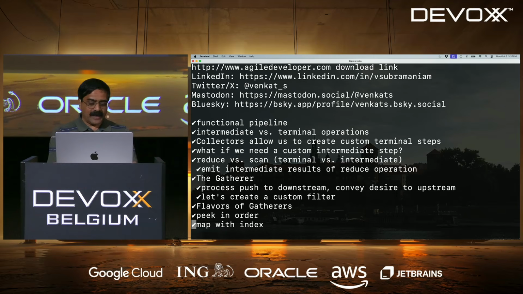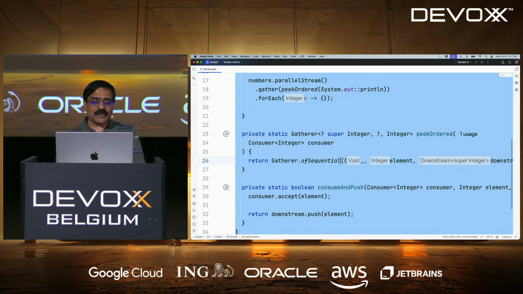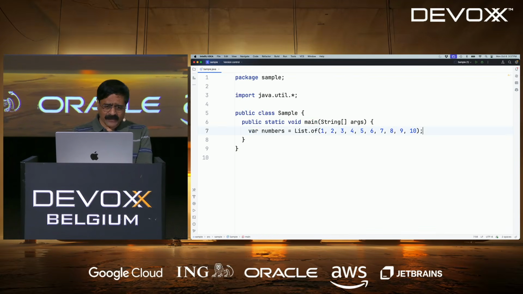So map with index. Now, as you can imagine, the map with index is really stateful. Why is it stateful? Because I got to keep incrementing the index as I'm flowing through this, right? So that's a map with index. So how is this going to work in this case? So here is the collection of data.